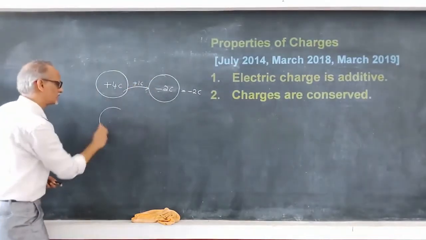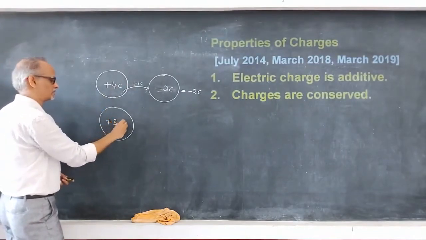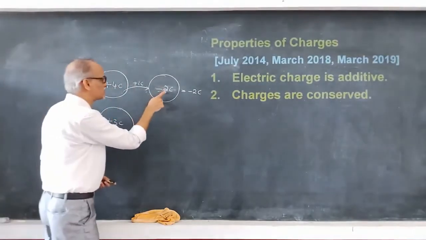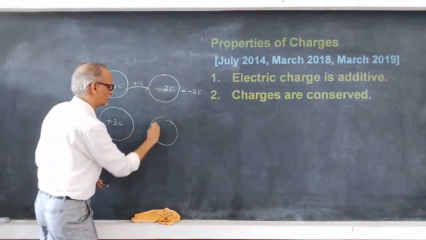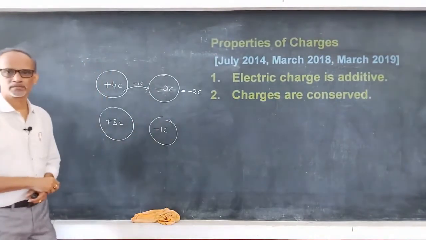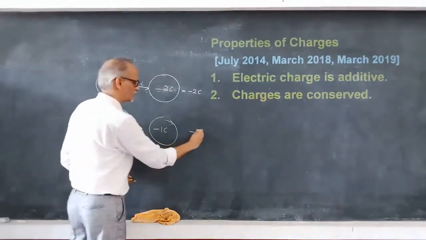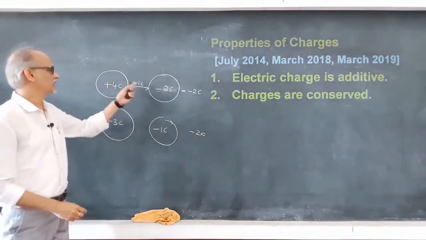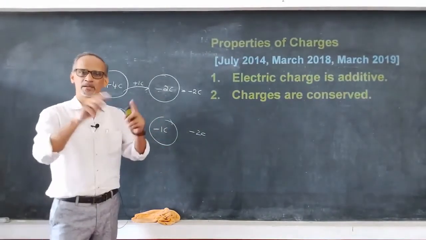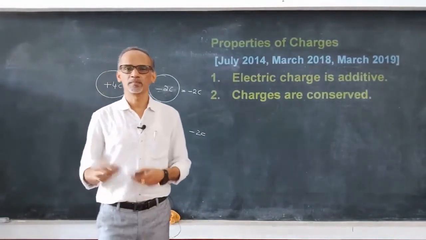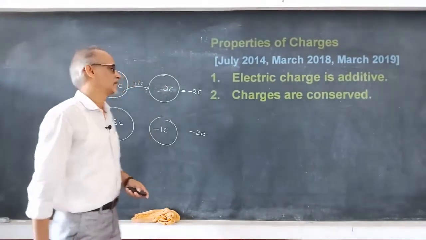When it is transferred, plus 4 has lost 1, so it becomes plus 3 coulomb. Minus 2 plus 1, it has received 1, so it becomes minus 1, correct? Now check, what is plus 3 minus 1? It is nothing but minus 2 coulomb only. Before transferring, it was minus 2. Even after transferring, it is minus 2 only. So the total charge of the system remains constant before and after transferring, and that's why we say that the charges are conserved.